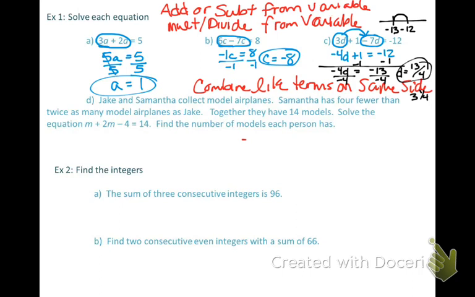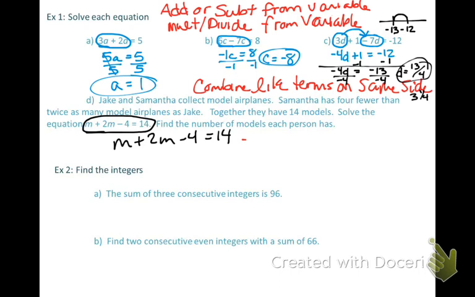D. Jake and Samantha collect model airplanes. Samantha has 4 fewer than twice as many model airplanes as Jake. Together, they have 14 models. Solve the equation. So they gave you the formula. Aren't they nice? Look at that. They gave you the formula: m plus 2m minus 4 equals 14. So, again, I'm going to put m plus 2m minus 4 equals 14.